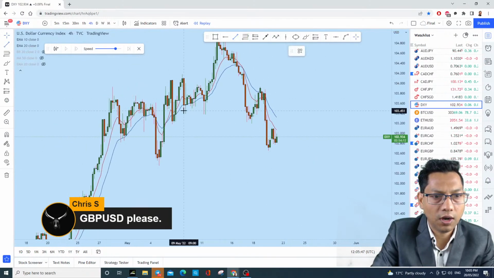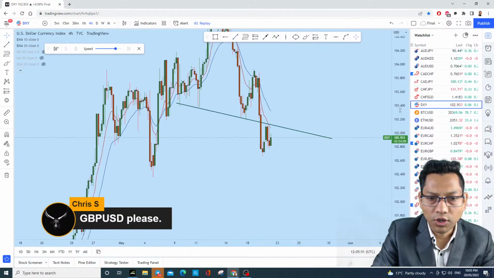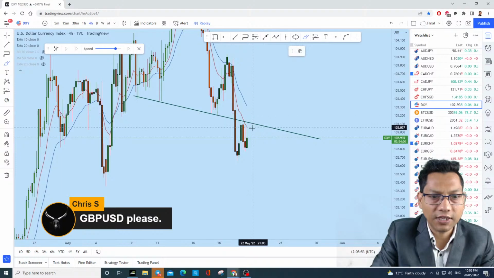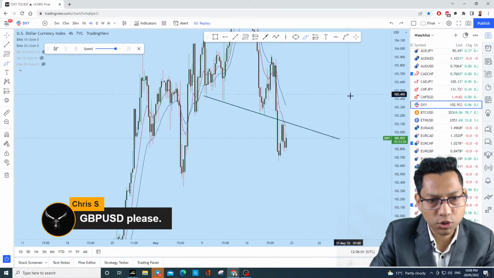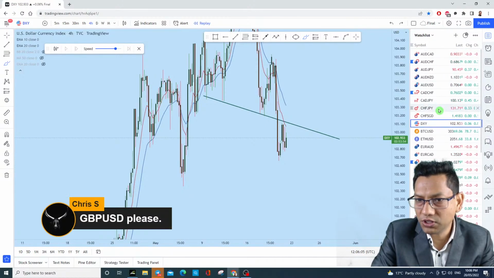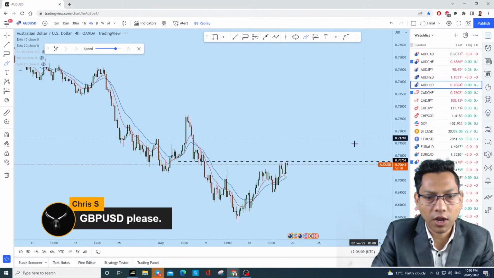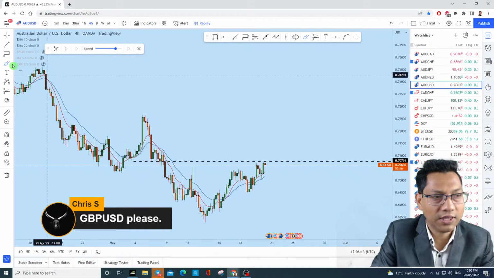If you draw a resistance here, at some point what you can expect, DXY, this is 4 hour, to come up a little bit, test this one, and then continue to drop. Because DXY looks bearish, we might see GBPUSD, EURUSD, and AUDUSD either going up or sideways. Okay, that's what it is.